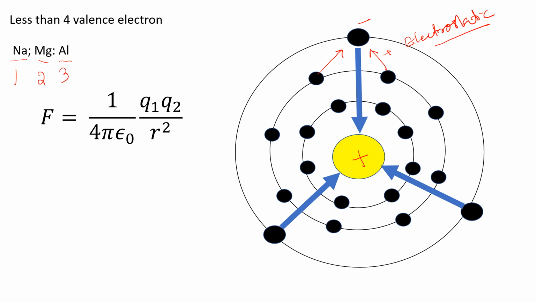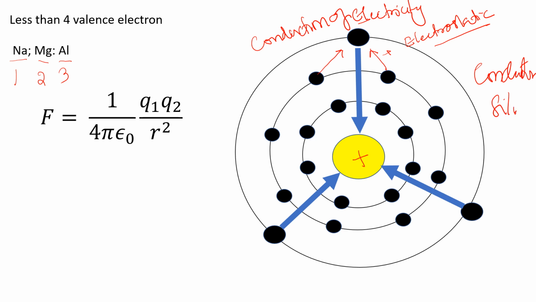Since they are free, they participate in the conduction of electricity. That's why this type of material is called a conductor. Some very good examples are silver, gold, iron, copper, etc. These all have less than 4 valence electrons in their outermost shell.